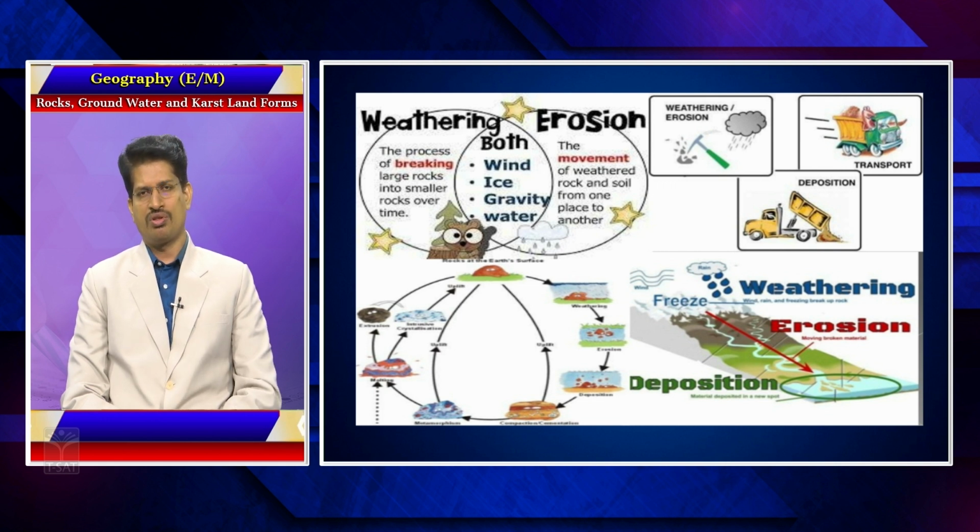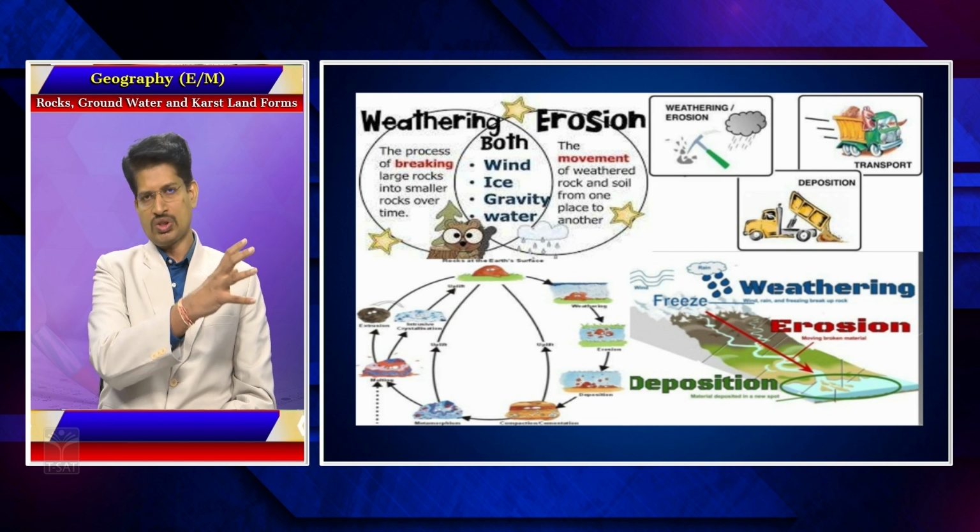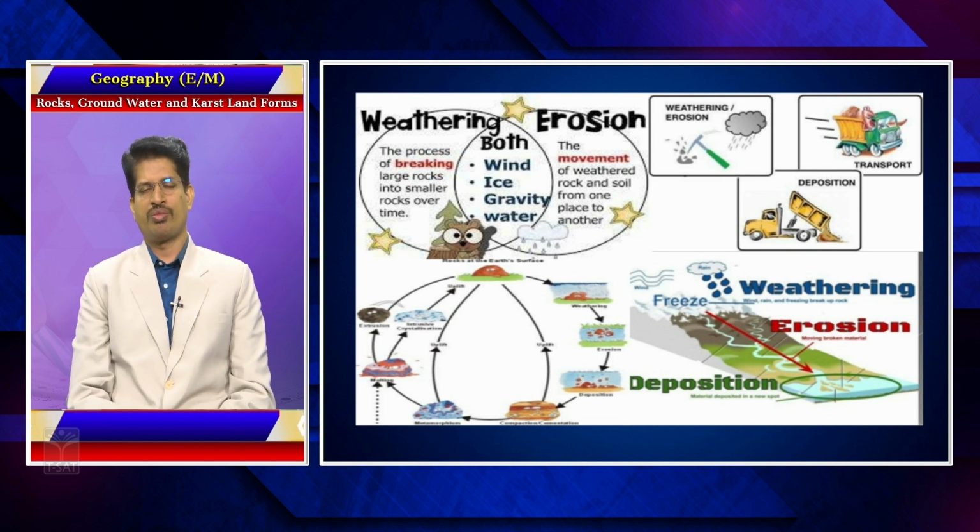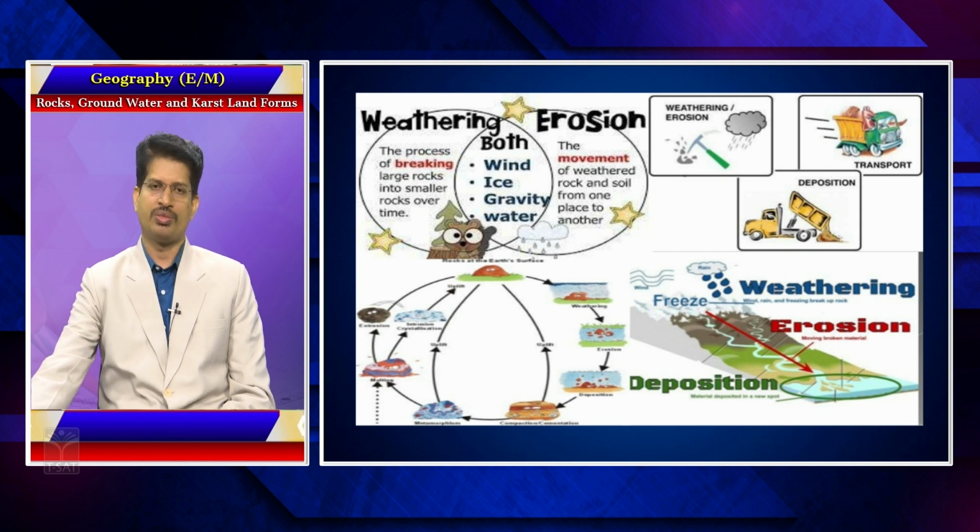Even apart from these three factors, there is a phenomenon known as mass wasting. Mass wasting means that because of gravitational force, larger rocky particles or soil, because of the slope gradient, being subjected to gravity, fall down from a higher elevated region. This is known as mass wasting. So, because of these phenomena, weathering and erosion take place.